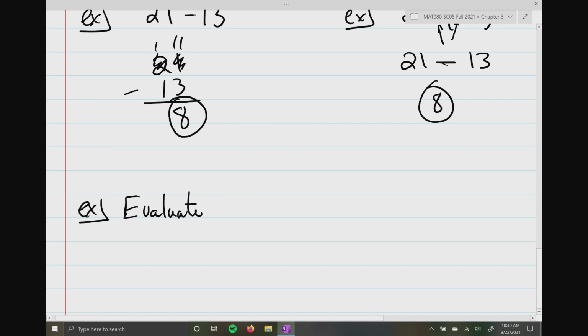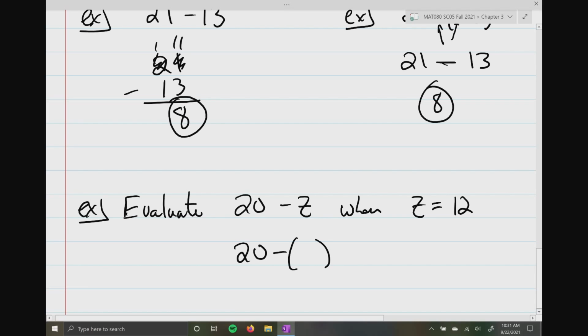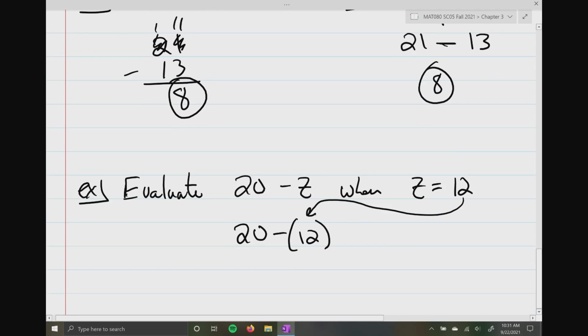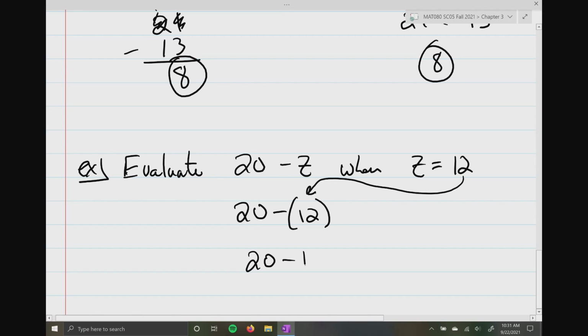is by giving you an evaluation problem. So I could say evaluate 20 minus z when z equals 12. Remember, always write down the problem underneath. Wherever you see the variable, put parentheses first. And then you're going to make your substitution. So this is really 20 minus 12. Okay? And 20 minus 12 is 8. I think we could do that one in our head. It's like having $20. You spend $12. You get $8 back in change.